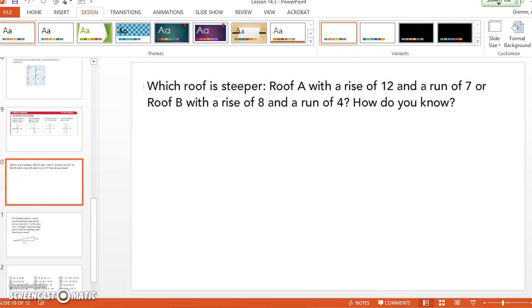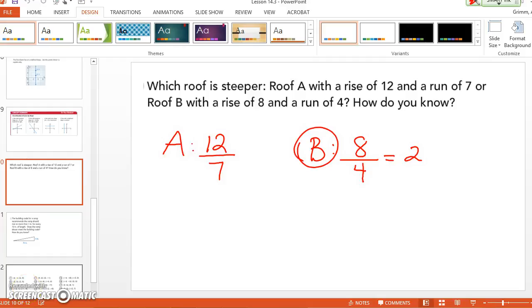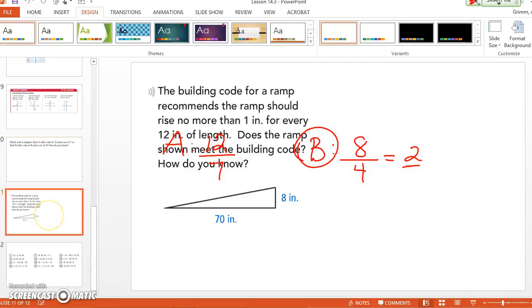All right, so what happens if they give you a word problem? Do you understand how to do that? So it says, which roof is steeper, roof A with a rise of 12 and a run of 7, or roof B with a rise of 8 and a run of 4? How do you know? Good, B, because it's 2. All right, last one. Okay, go ahead and try that one, and then we'll be done with our notes.